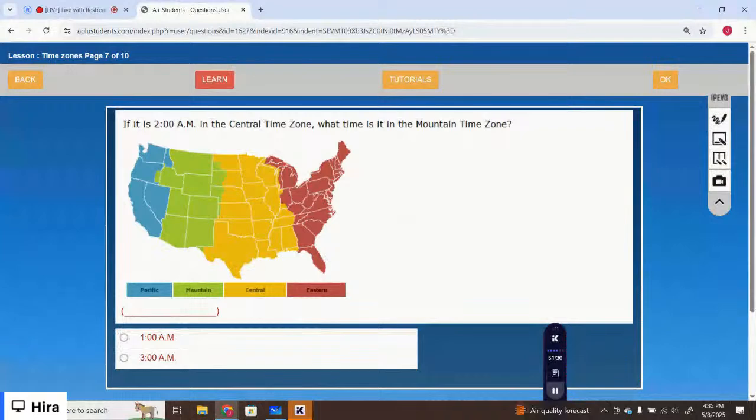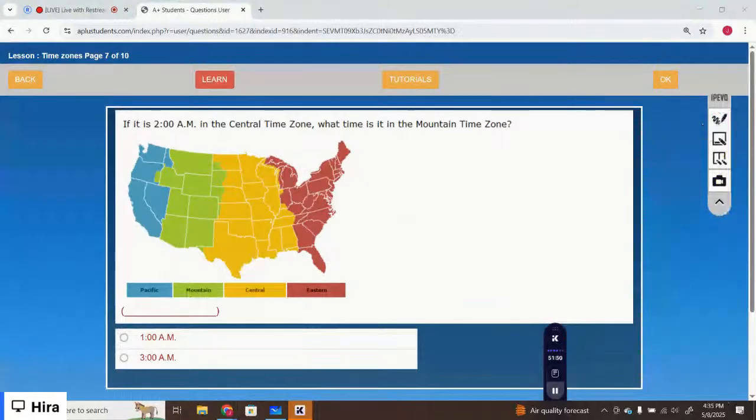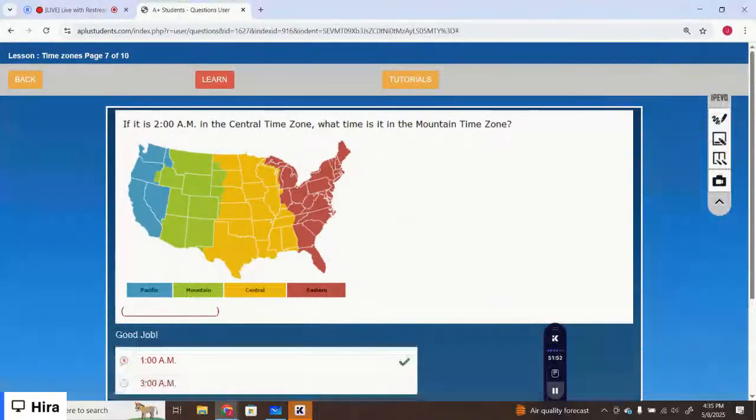If it is 2 a.m. in the central time zone, what time is it in the mountain time zone? So 2 a.m. in the central time zone, right? You need to go to the mountain time zone. So go 1 hour behind. So then that would be 1 a.m. Option number one is the correct option.